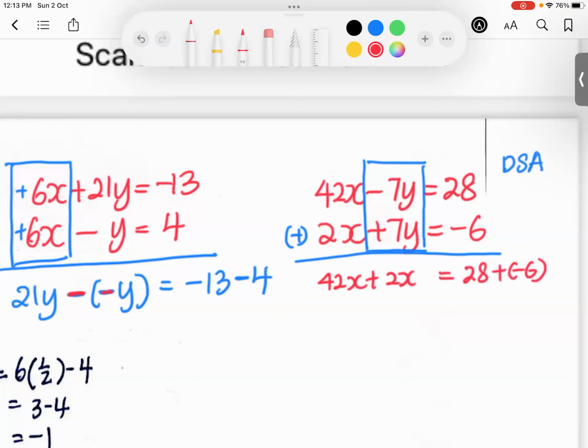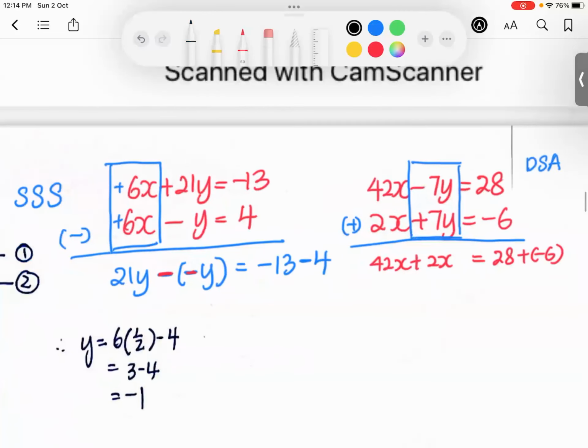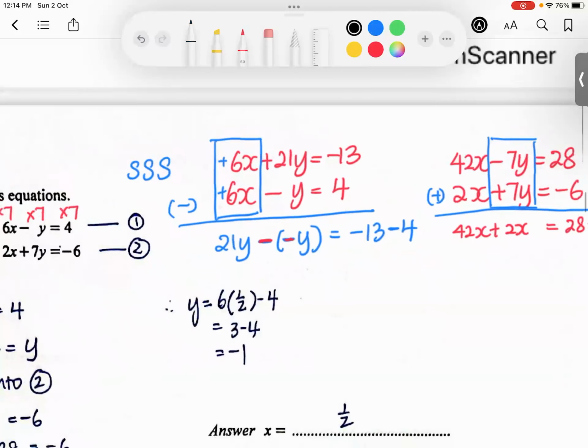Then you can proceed to find your value for x and then work out your value for y. Okay? So please take note of a few different skills down here and make sure you practice hard for your simultaneous equation.